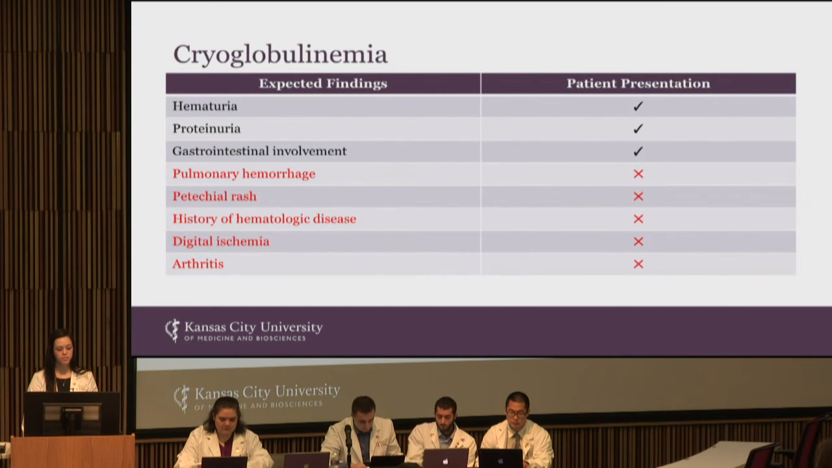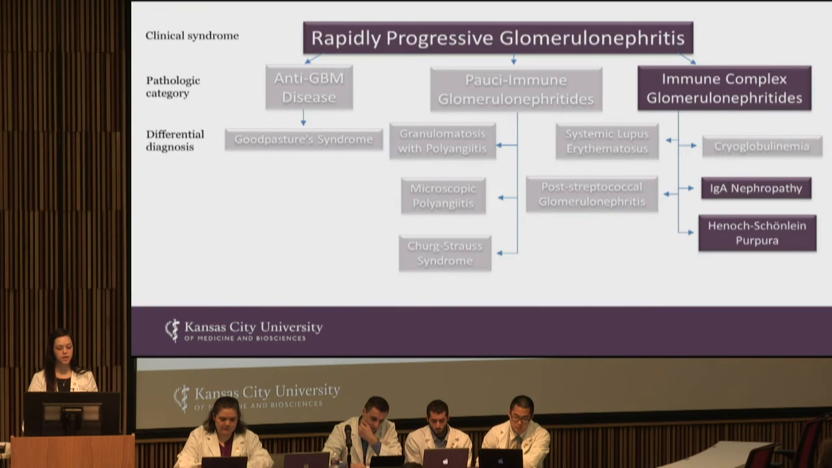For cryoglobulinemia, our patient did have hematuria, proteinuria, and gastrointestinal involvement, but he had no form of pulmonary hemorrhage, petechial rash, any history of hematologic disease, digital ischemia, or arthritis. This made a diagnosis of cryoglobulinemia unlikely.